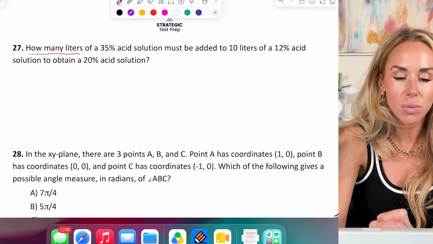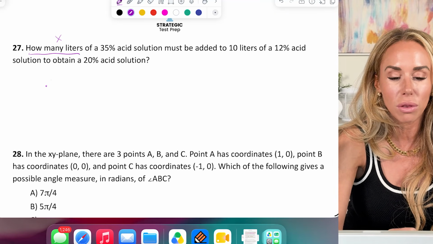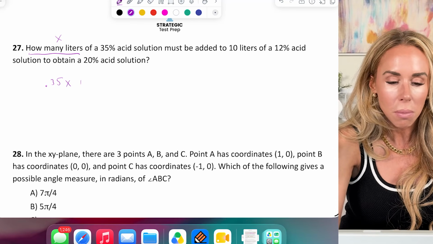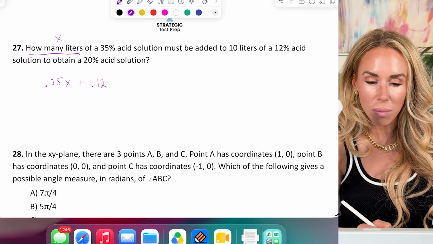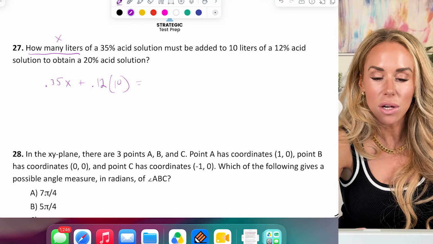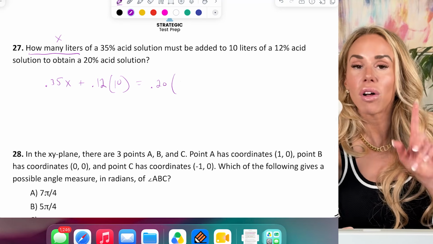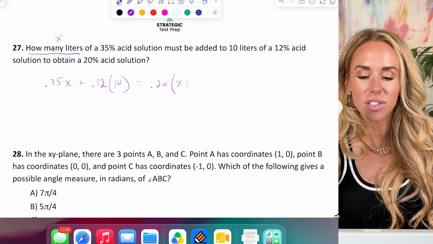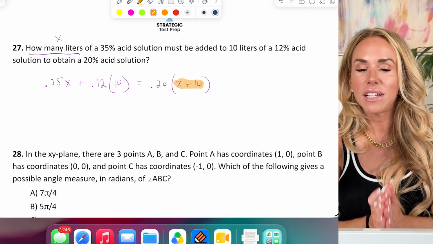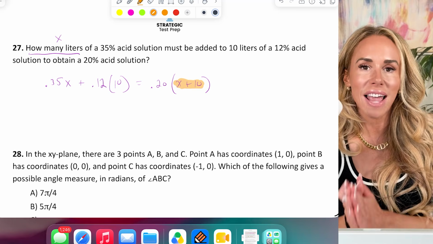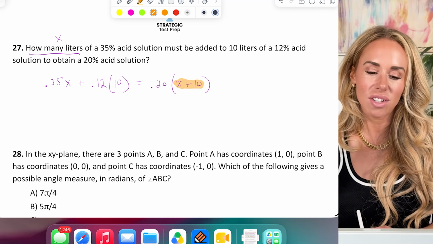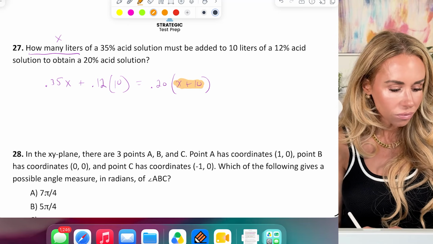Well, how many liters means we don't know it, so we're going to use x. So we have 0.35, that's 35%, times an amount of liters we don't know, plus 0.12, that's 12%, times 10 liters, that's going to equal 20% of, well, our total liters is going to be the x liters plus the 10 liters. This is where students go wrong. They don't realize we need to multiply 20% by x plus 10. They forget the x, or they don't know what to put there. That's how you're going to solve this, and that's how you're going to be successful.